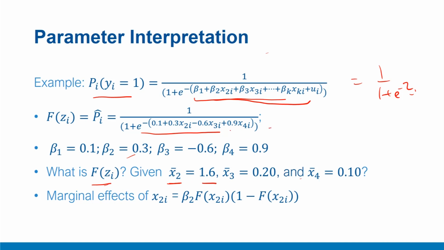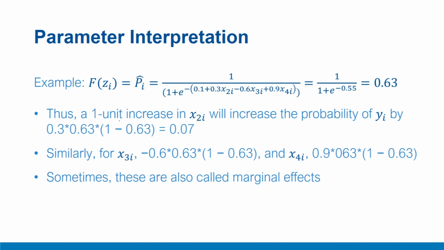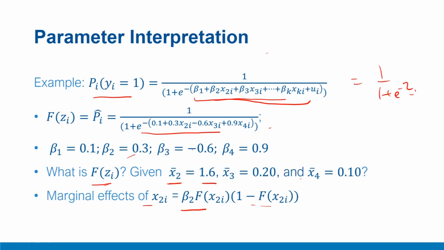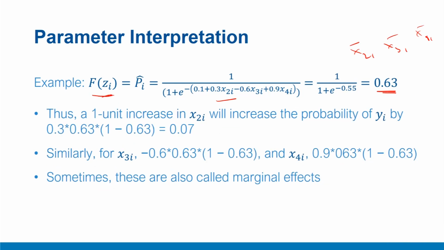And if you are asked to compute the marginal effect, let's say the marginal effect of x2i, then you'll compute using this formula, beta 2 into f of x2i into 1 minus f of x2i. So first we'll compute the value of f of zi at the mean values, that is x2i bar, x3i bar and x4i bar. We fill in the mean values as we saw in the previous slide. These mean values are available to us. Using these mean values, we'll compute the value of f of zi, which works out to 0.63.